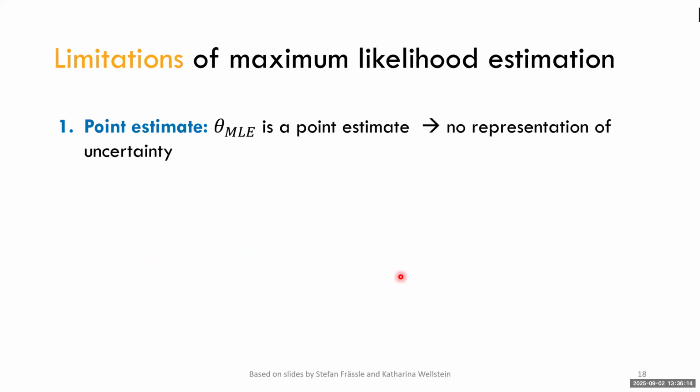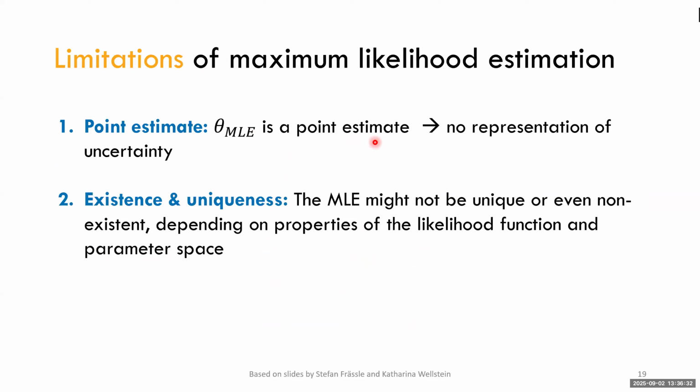in practice. So some limitations of MLE: it is a point estimate, meaning that you don't have a representation of uncertainty. And this is, again, some foreshadowing as to why taking a fully Bayesian approach might actually be quite useful. The MLE might not be unique, or it might not even exist, depending on properties of your likelihood function and parameter space. So definitely something to keep in mind there.